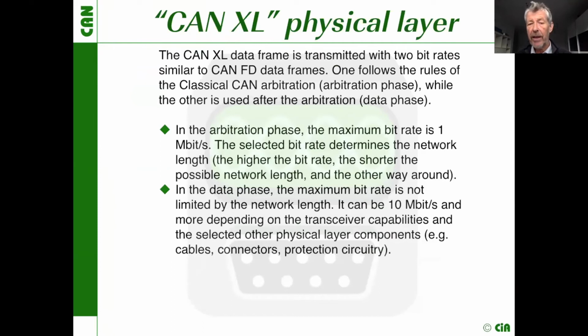In the arbitration phase, of course, we are limited to 1 megabit per second. And the selected bitrate determines the network lengths. The higher the bitrate, the shorter the possible network lengths, and the other way around. You know this quite well from classical CAN. In the data phase, when only one node is transmitting, the maximum data rate is not limited by the network lengths. It can be 10 megabit and even more.